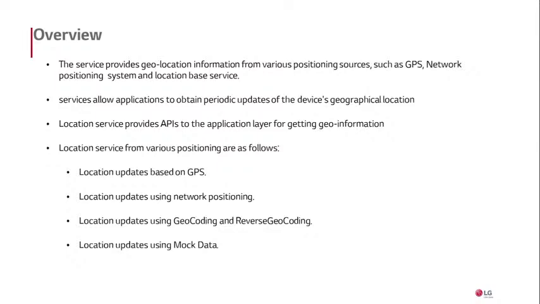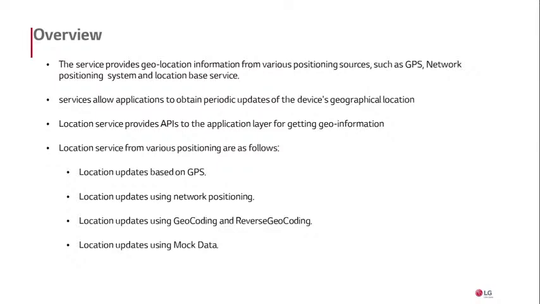Location updates using the geocoding and reverse geocoding can be achieved by using the location-based service, that is LBS, by using any of the third-party APIs. Like in our case, we are using the Google APIs for getting the geocoding and reverse geocoding.